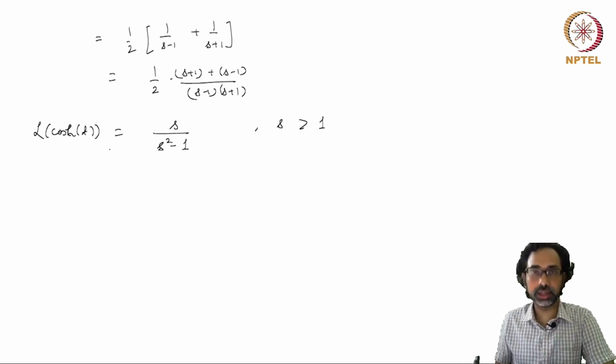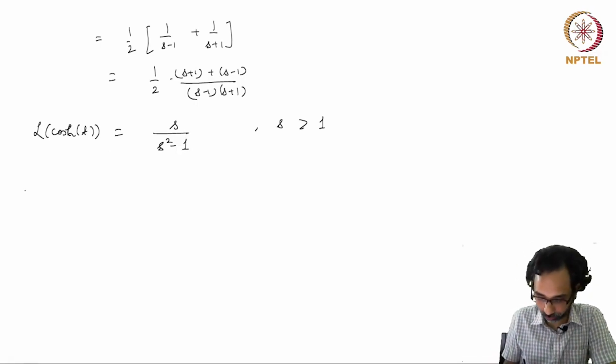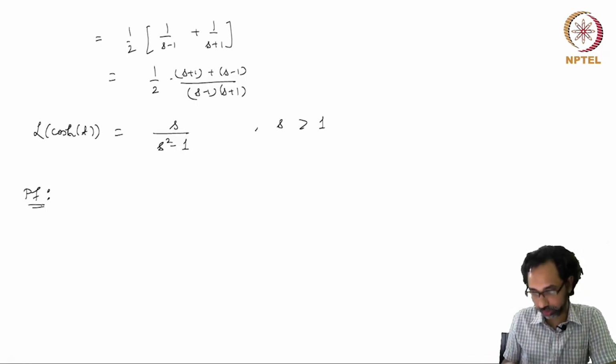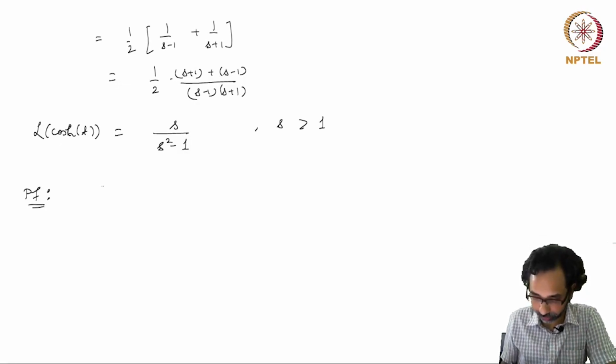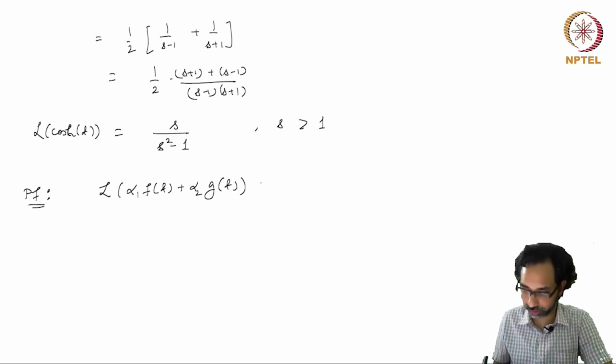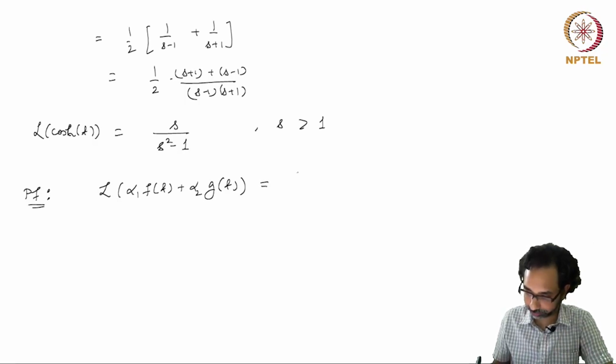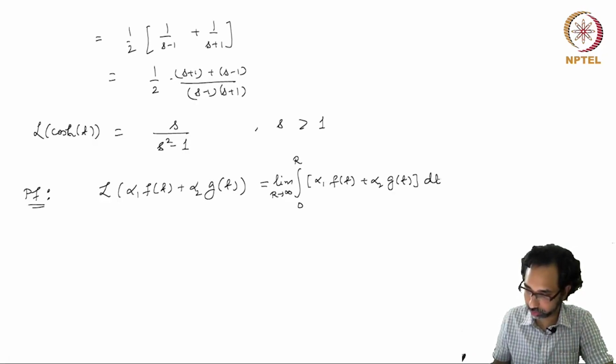So we see that this linearity property helps us compute the Laplace transform of more functions. So let's try to give a proof, which is a very easy proof, for this linearity property. So we try to compute the Laplace transform of alpha 1 f t plus alpha 2 g t, and this is by definition. Again we use the definition of the improper Riemann integral from 0 to r of alpha 1 f t plus alpha 2 g t, dt.